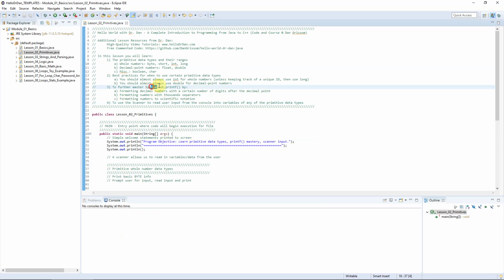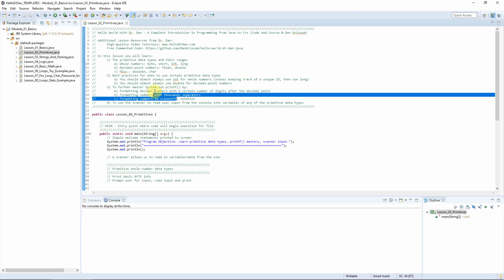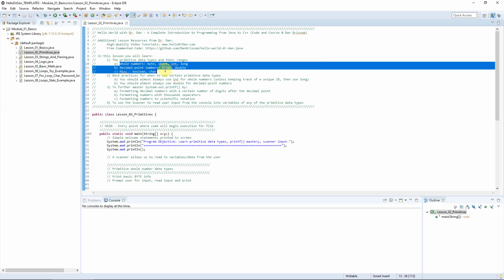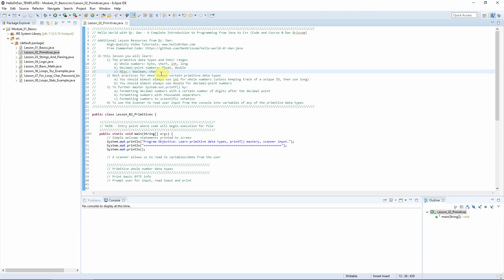We're also going to learn a little bit more about the printf command, that print format. We're going to use that to format some numbers in some new ways that we had not done. And then the main objective here is to learn all about how we represent some of these basic data types, whole numbers, numbers with decimal point, and then some miscellaneous data types like booleans and characters.